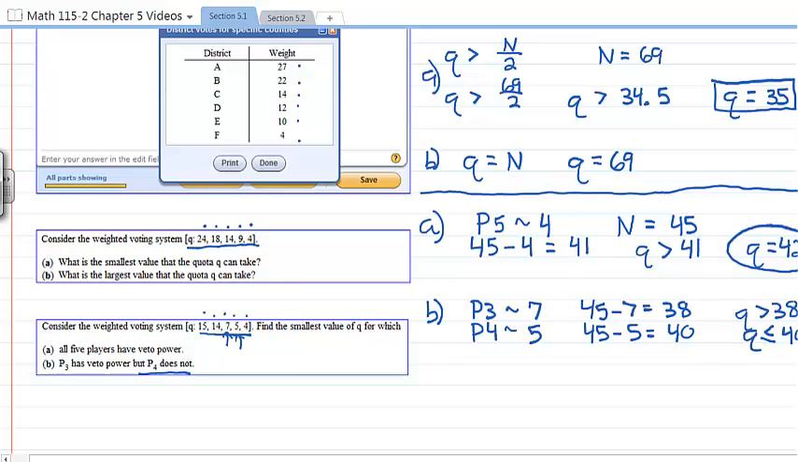P3 does have veto power, so you need a number greater than 38. P4 does not, so you need a number less than or equal to 40. You put those 2 together: less than or equal to 40 and greater than 38. Well, 39 and 40. Q is either one of those. We meet the criteria: P3 has veto power, but P4 does not. That's it for our first video of this series.